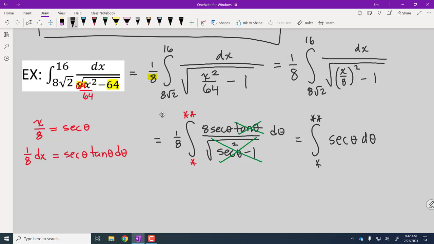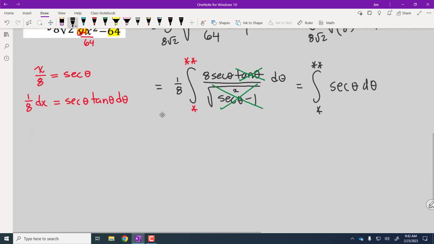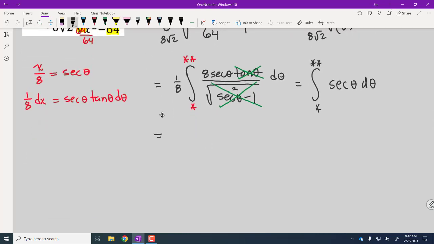So there is our simplified integral. Integral of secant is? We start to remember that one just because we see it a lot. That's the natural log, absolute value of secant plus tangent. So every trig function other than sine and cosine, antiderivative will be some sort of log.